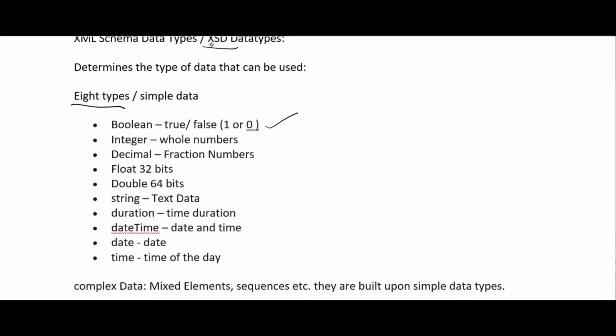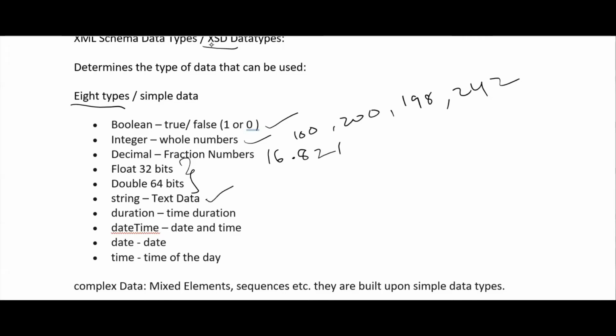Coming to the integers, these are whole numbers like 100, 200, 198, or 242, which do not have a fraction part. Numbers which have fraction parts like 16.821 are considered decimal. In the decimal you can take fractional numbers as either float or double. If it is float, it takes 32 bits, and double is double of float, which is 64 bits.